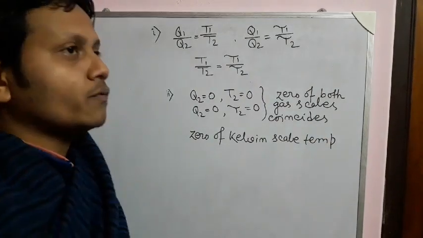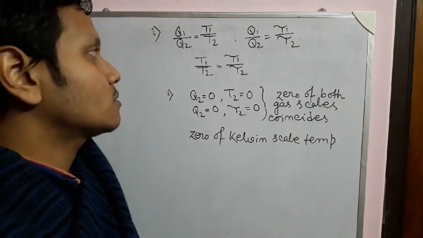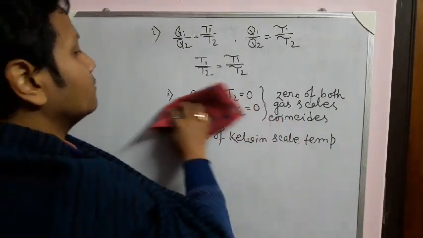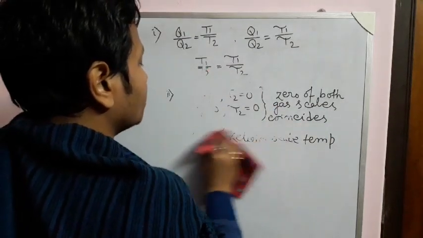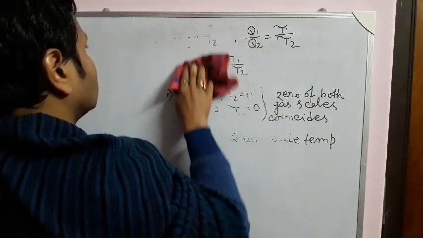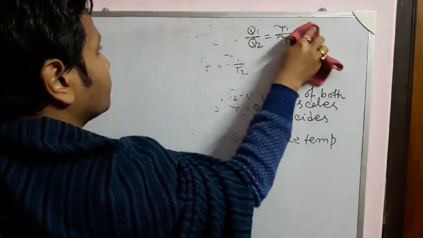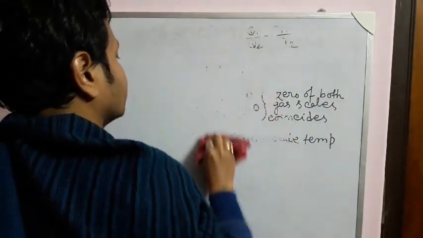Now let us try to find out another similarity, which is nothing but the size of the Kelvin degree. Now let us try to find out the size of each Kelvin degree. We are talking about the Kelvin scale of temperature, so let us check what is the size of each Kelvin degree.